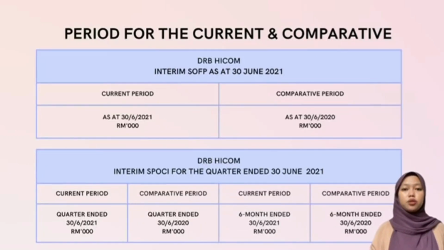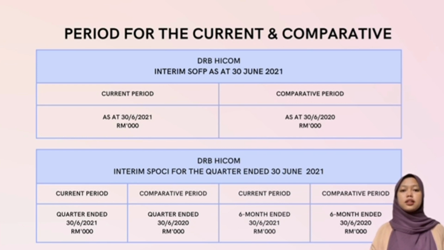Now, let's get into the periods for the current and comparative of each statement. For the interim report, we choose to discuss the second quarter of the financial period, which ended on 30 June 2021. The first statement is the statement of financial position. The current interim period is as at 30 June 2021, and the comparative period is as at 30 June 2020. The next statement is the statement of profit or loss and other comprehensive income.